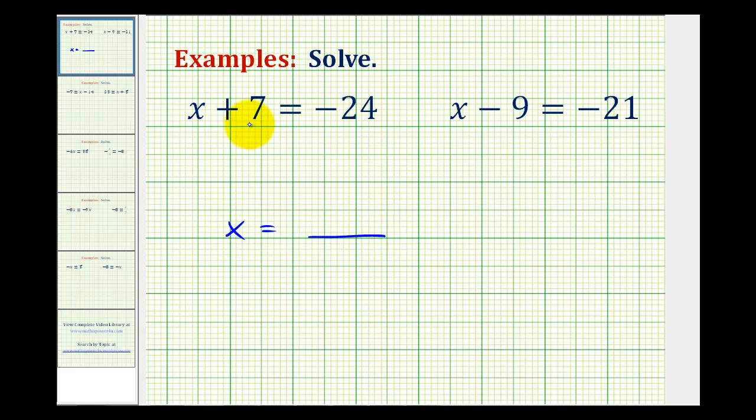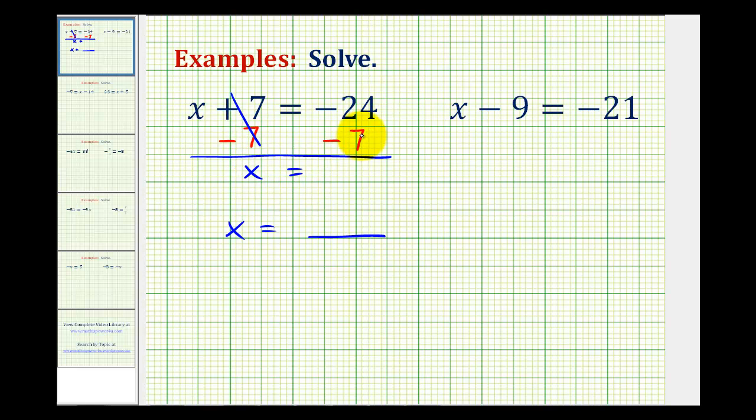So we don't want this plus 7 on the left side of the equation with the x, so we need to undo plus 7 by performing the opposite operation on both sides of the equation. Well, the opposite of plus 7 is minus 7. So we can subtract 7 on the left side as long as we also subtract 7 on the right side of the equation. Plus 7 minus 7 is equal to 0, so now the x is isolated.